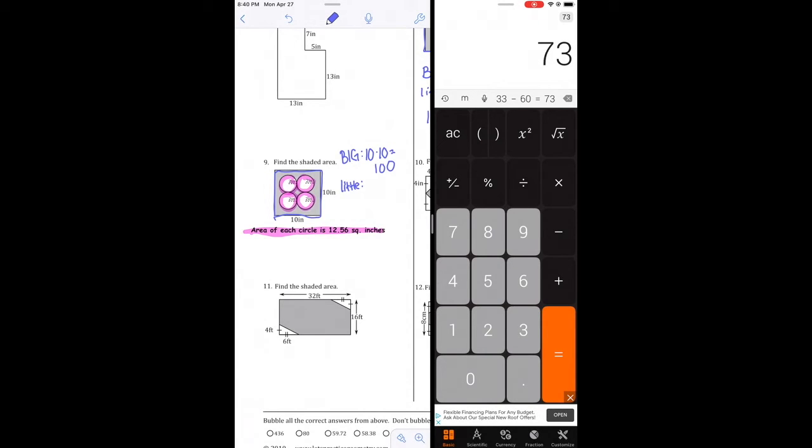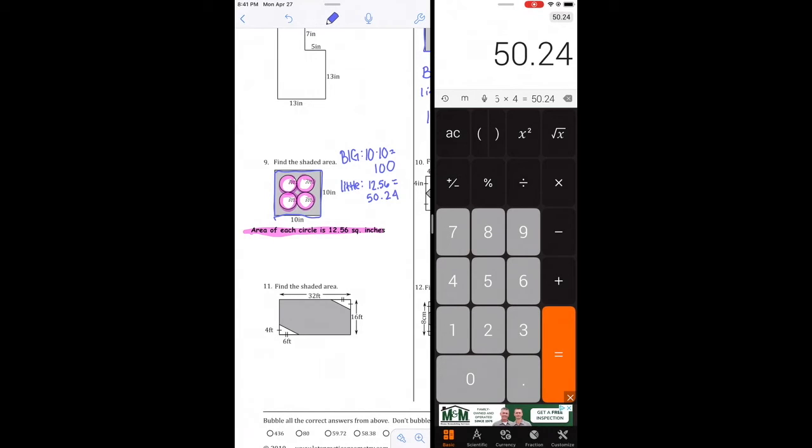Well, I already know the area of each of those little guys. It's 12.56. That's the area of 1 circle. But I want 4 circles, so all I have to do is multiply it by 4. This will give me 4 circles.